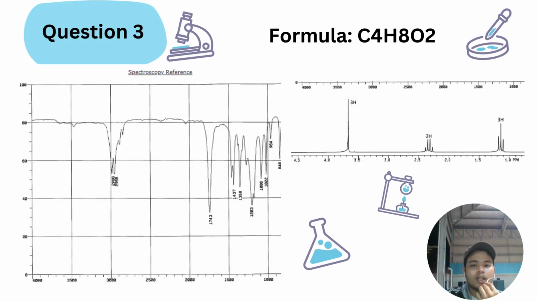Assalamualaikum and hi, my name is Muhammad Daniel Birosli, ID number SA21017, and I will continue the presentation with question 3. In this question, it has provided the IR spectrum and NMR spectrum for the formula C4H8O2. From this question, we have to determine the functional group and the structure of the compound.